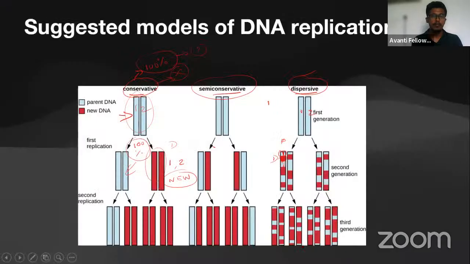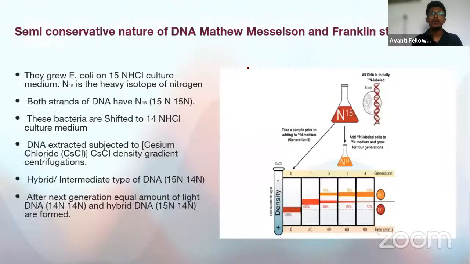Experiments. Without experiments in science, they don't agree. Without proof, how can you agree on something, right? So that was the problem. So the solution for this problem, that is, how does DNA replicate? The semi-conservative model. For that, a proof was given by Meselson and Stahl.